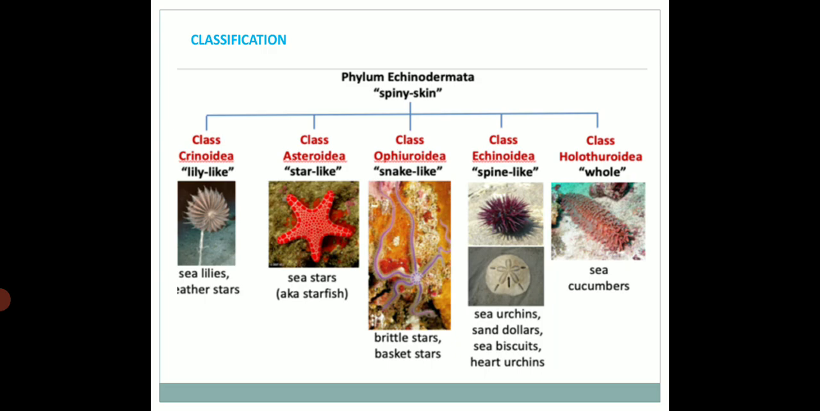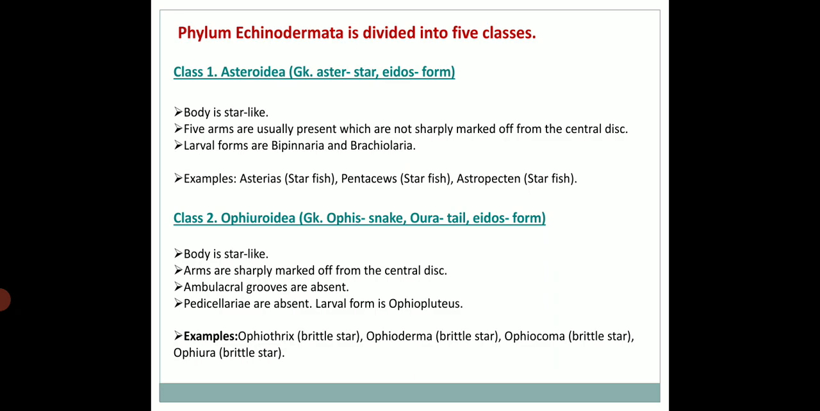Third one, class Echinoidea, that is sea urchin; echinus means spine-like. Examples like sea urchin, sand dollar, sea biscuits, heart urchin, all come under the class Echinoidea. Next, class Holothuridia, that means the whole, the word meaning. Example, sea cucumbers. So phylum Echinodermata is divided into 5 classes.